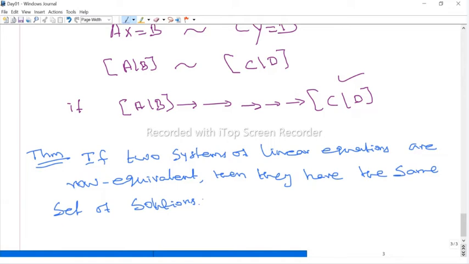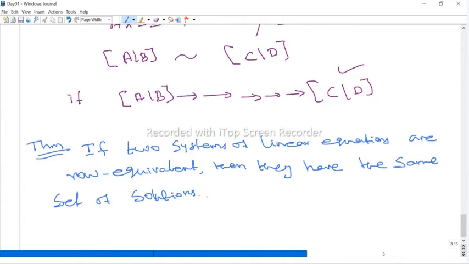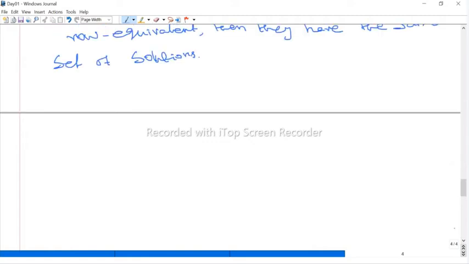This is very important. Why do we need this? Sometimes it is very difficult to solve a system of equations, maybe because the numbers are very big. But if this system is row equivalent to some other system that we can solve very easily, then we can use that one. For example, suppose we have a system of equations, written in matrix form Ax equal to B. We have to find x1, x2, up to xn satisfying all the equations simultaneously.